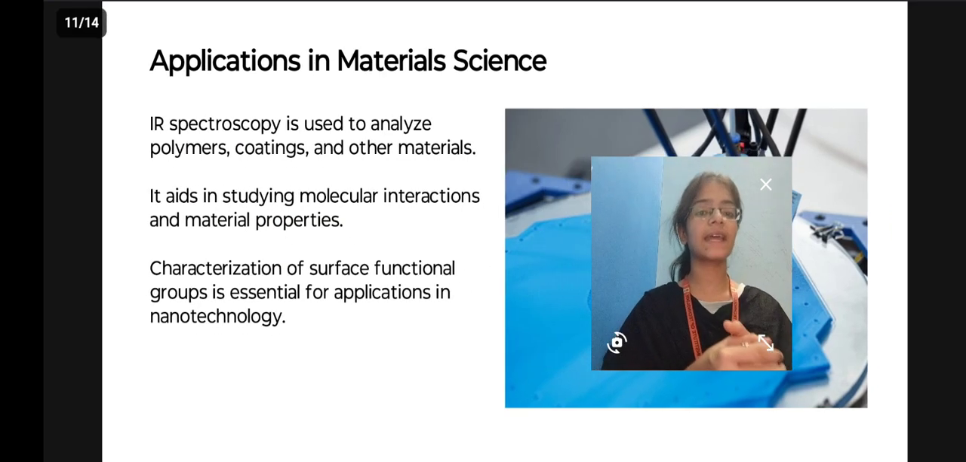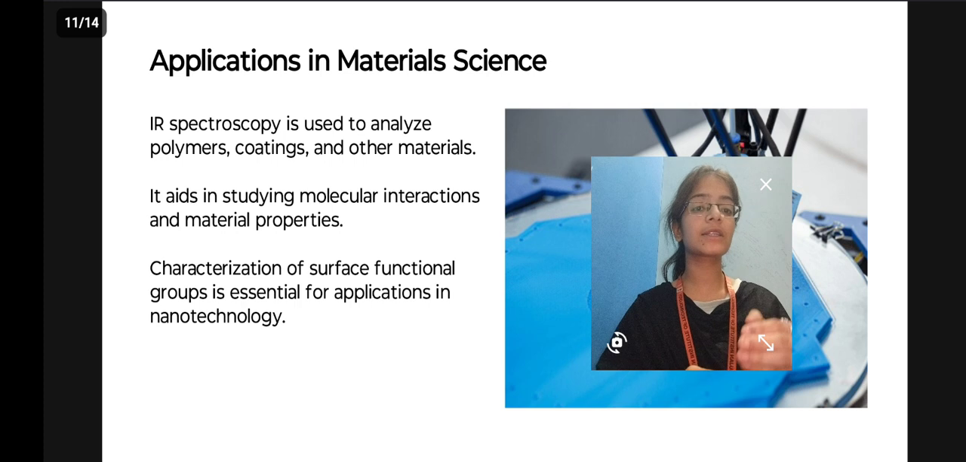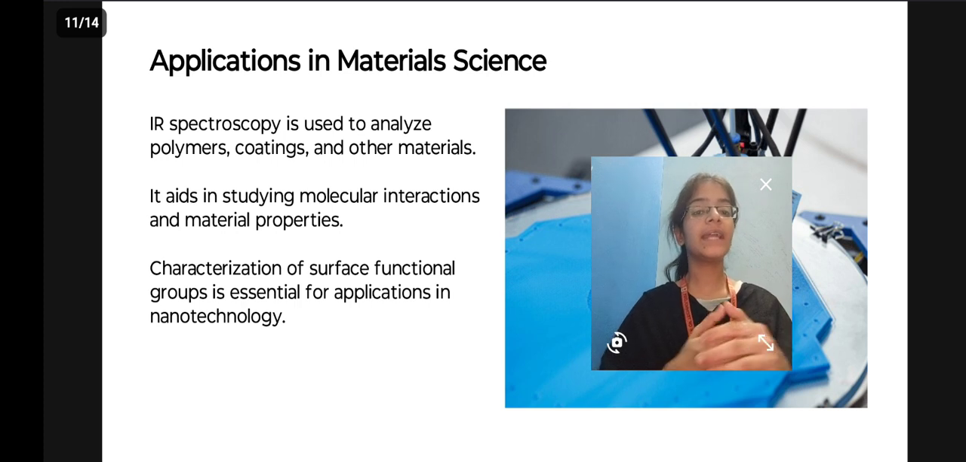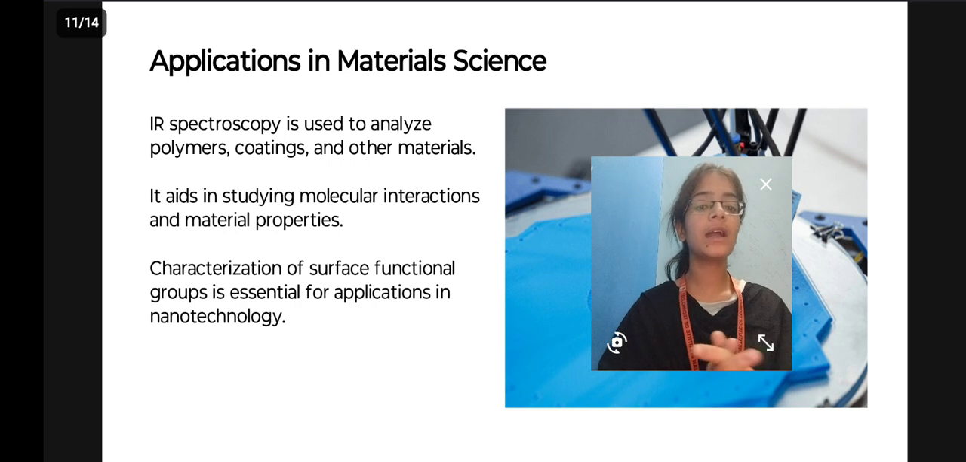Applications in material science. IR spectroscopy is used to analyze polymers, coatings, and other materials. It aids in studying molecular interactions and material properties. Characterization of surface functional groups is essential for applications in nanotechnology.